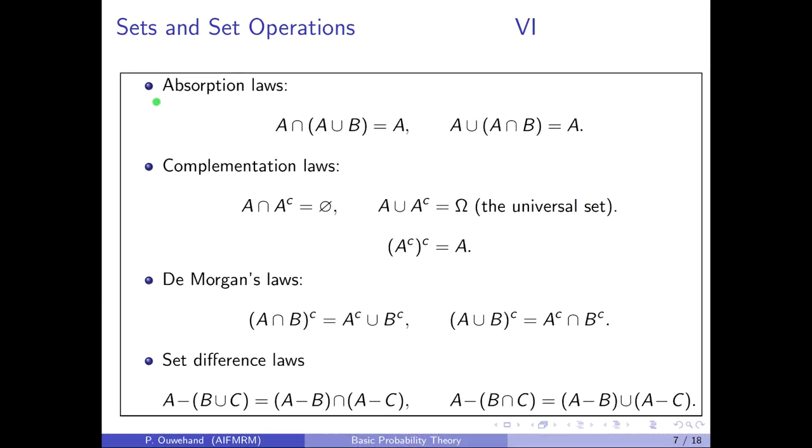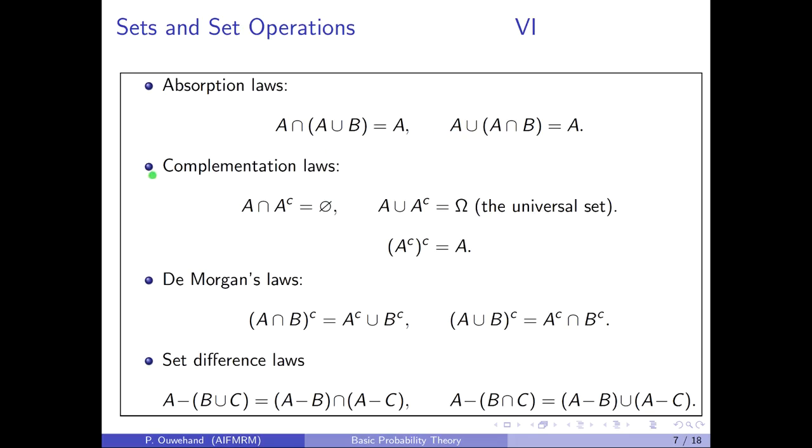Then we have the so-called absorption laws. A intersection (A union B) is A. Indeed, A union B contains A, and therefore if we intersect A with it, we get only A. Similarly, A union (A intersection B) is A, because A contains this intersection.